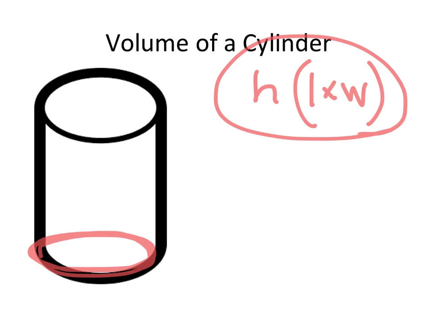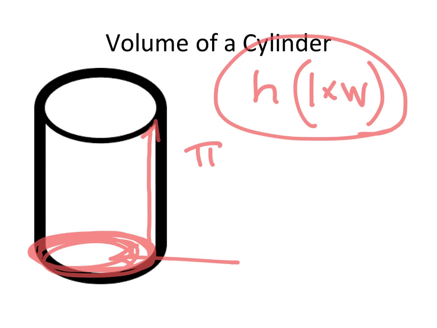And then we can take that area times the height to help them see how many of those layers it would take to completely fill the cylinder. How do we find the area of a circle? Hopefully we've already taught that and we've taught that well. The area of a circle is pi times r squared. That will give us the area here.